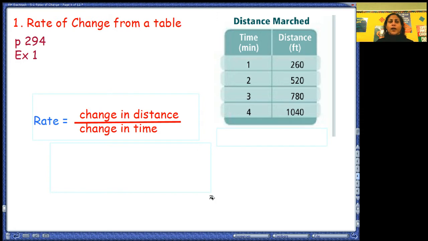So rate is change in distance, which is your y values, over change in time, and it turns out that it's 200 feet in 1 minute. In order to find the rate, you have to make it a unit rate, so it has to be over 1. So 260 over 1 is 260 feet per minute.